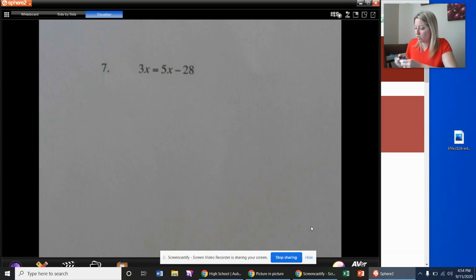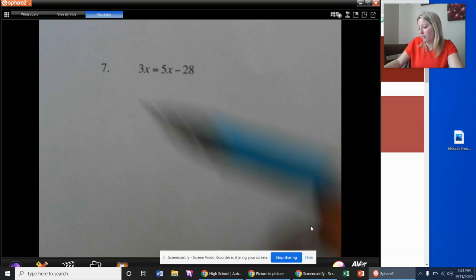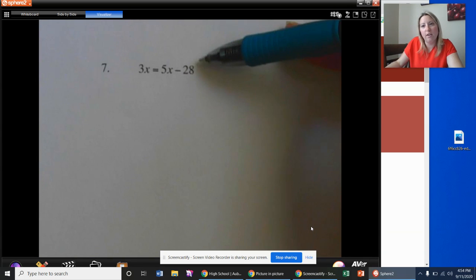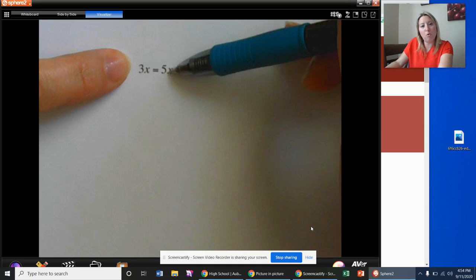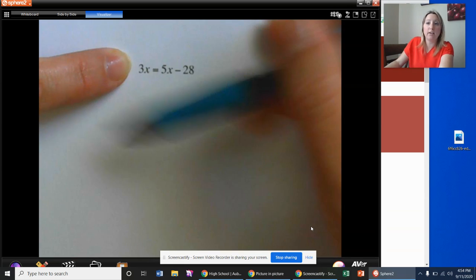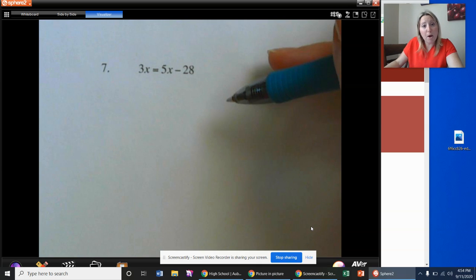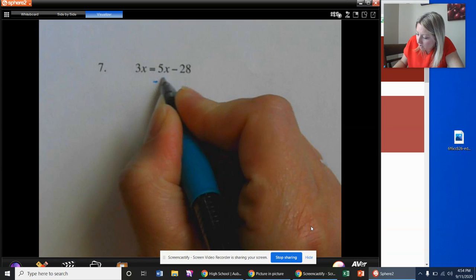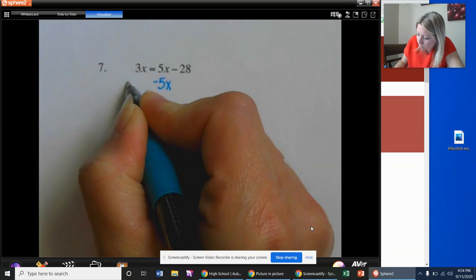Let's see here. 3x equals 5x minus 28. Let's get all our x's on one side of the equal sign because the numbers have already decided that their club is over here, right? All the numbers are already over here, but I've got x's on both sides. And I need to have x's on one side only. And so we've already kind of said, well, this is numbers. So 5x, you got to go. What's the opposite of a positive 5x? A negative 5x. I'm going to subtract 5x from both sides.